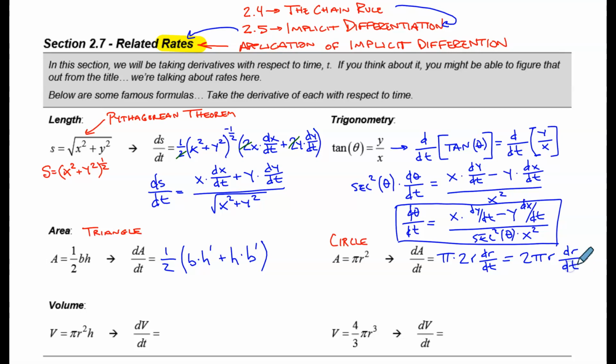And I think this one's kind of interesting. You might hopefully recognize this. 2 pi r, that quantity, is the circumference of a circle. So if I want to know the rate of change of area of a circle with respect to time, I multiply its circumference at an instant times the rate of change of the radius. So that's kind of a fascinating little fact for you, about how calculus and geometry work together.